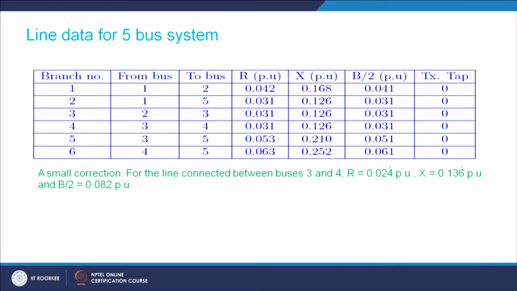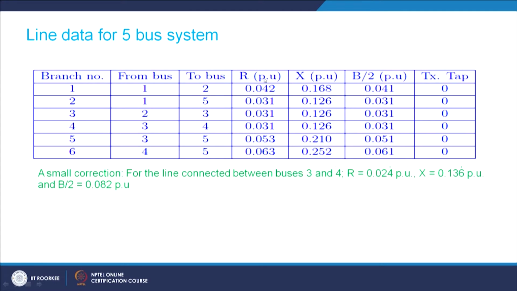Now, this is basically the line data for the 5-bus system. So, it is branch number 1, 2, 3, 4, 5, and for each branch number, you have the from bus and the to bus. So, these are nothing but the terminal buses of each line, and for each line you have given R, X and B by 2 in per unit, and none of the lines is equipped with any transformer which has got a tap changer. So, everything is here in per unit.